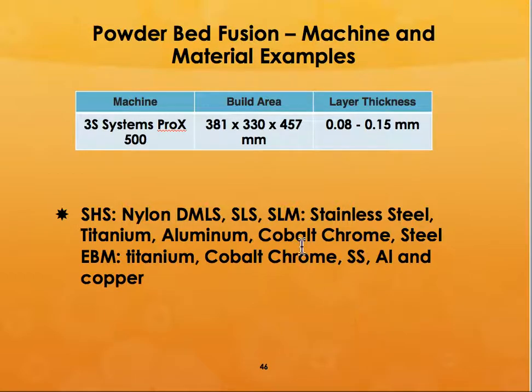So what kind of materials can be used? Nylon. If it is SHS, it is nylon. Then there is DMLS, SLS, SLM, etc. You can use all varieties: stainless steel, titanium, aluminum, cobalt chrome, steel, and electron beam melting is titanium, cobalt chrome, stainless steel, aluminum, and copper.